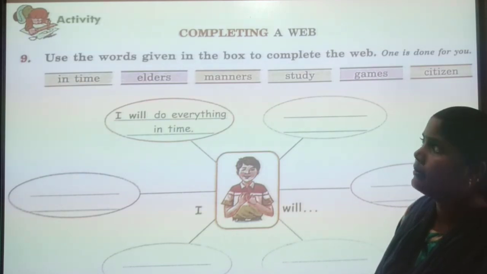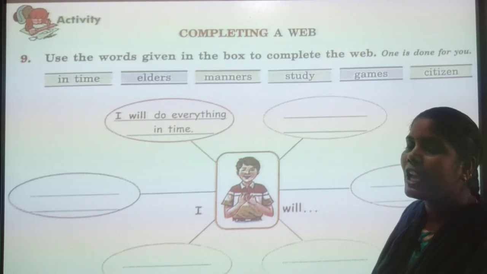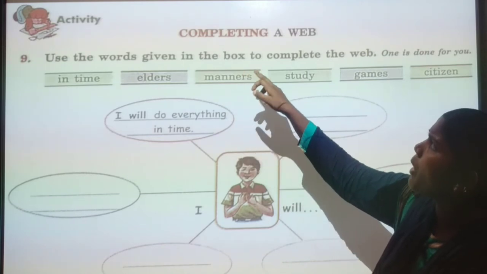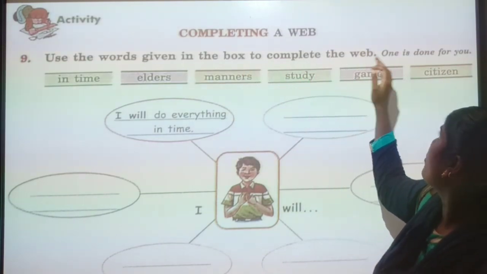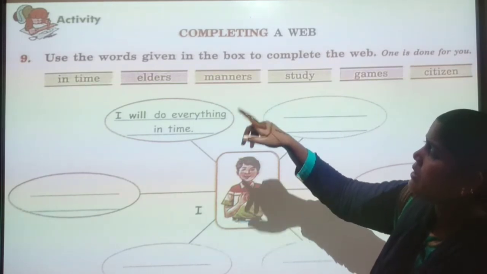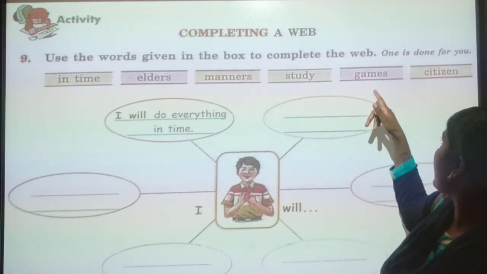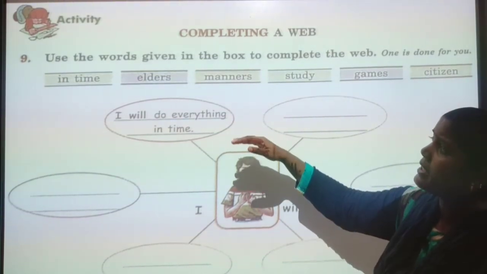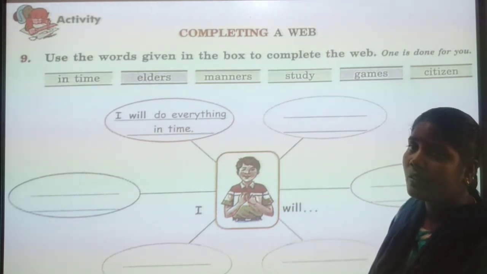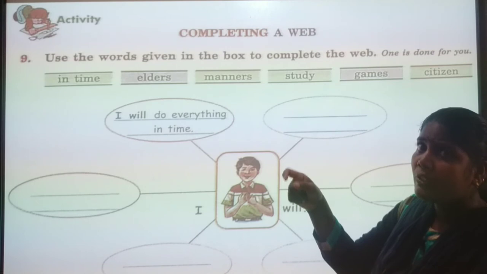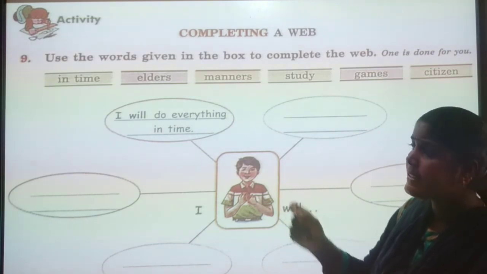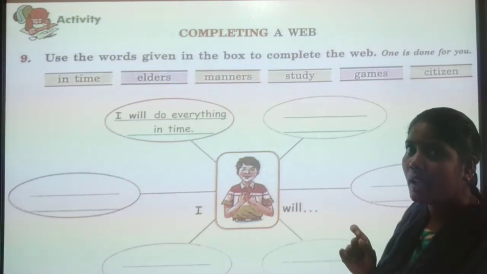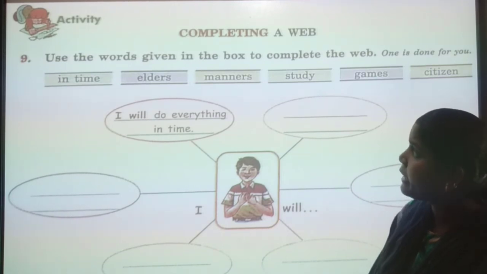Completing a web. Now we are going to do an activity. Use the words given in the box to complete the web. One is done for you. The words are: in time, elders, manners, study, games, citizen. The first one is done for us. They are given one particular word, and we are going to make a sentence. I will do everything in time. The particular word is time. And the second one, elders.